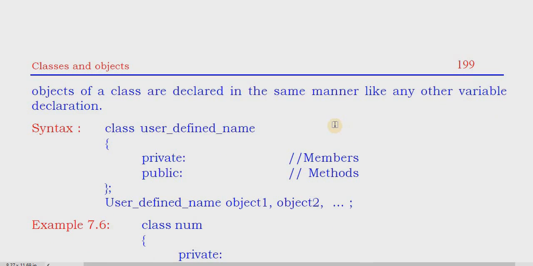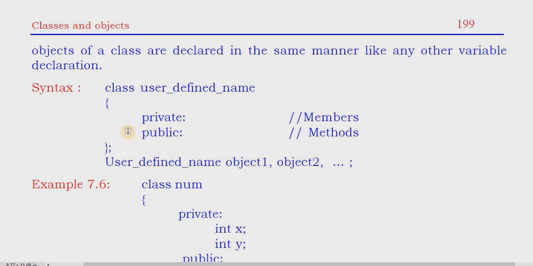So syntax is very simple. How to create a object? Object create करने का syntax very simple है. So here class create करने का syntax है. First part already you know. So this is the syntax for creating class. Class, user defined name, private, public, closing flower bracket, semicolon, like this.